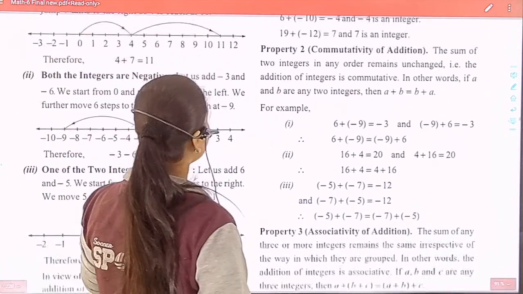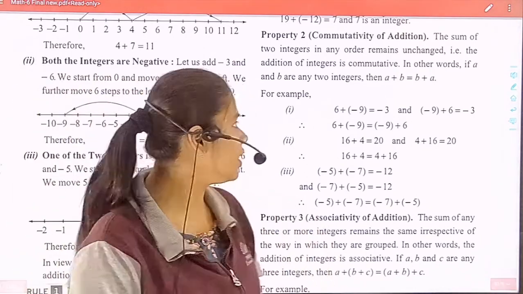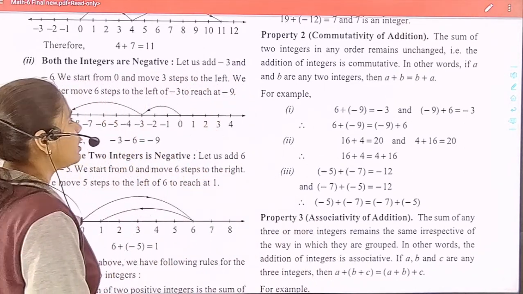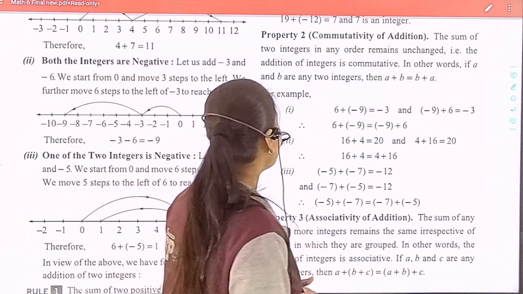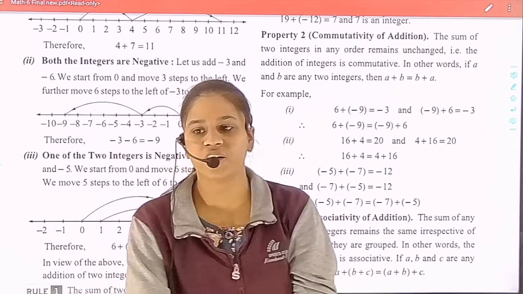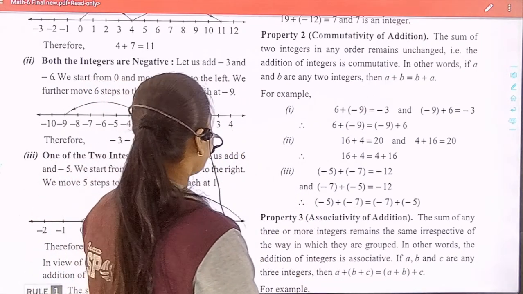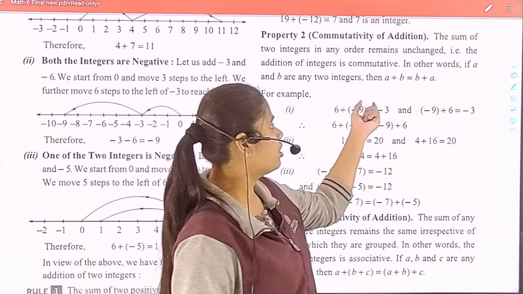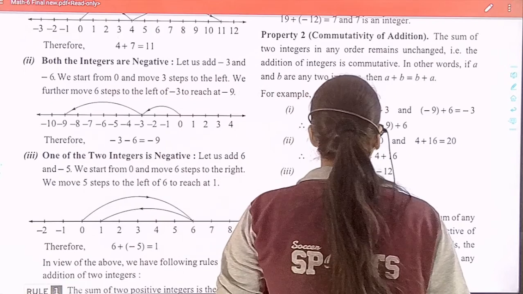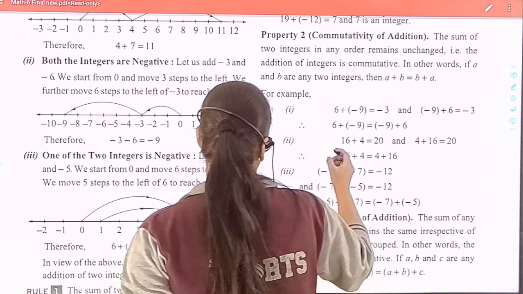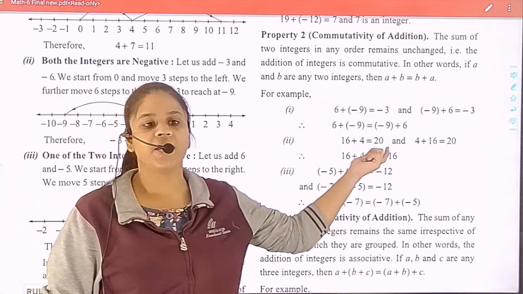Now move to the next, that is property 2, commutative of addition. The sum of two integers in any order remains unchanged. That is why the addition of integers is commutative. In other words, if a and b are two integers, तो a plus b इज इक्वल टू b plus a. तो वो किसके इक्वल होगा? b plus a के. फॉर एग्जाम्पल, अगर मैं इस सिचुएशन को रिवर्स भी कर दूं बट आंसर विल बी सेम.